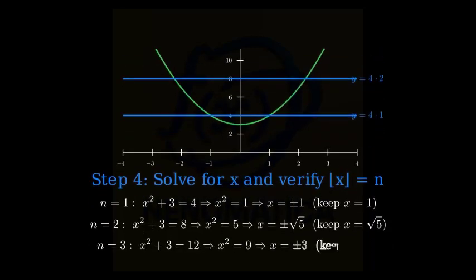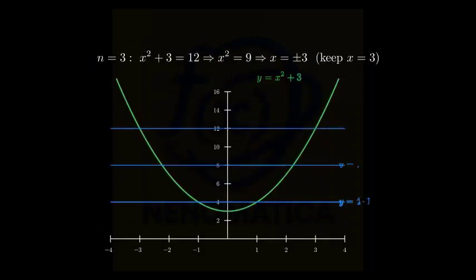For n equals 1, x squared equals 1, so x equals plus or minus 1. Only x equals 1 works because the floor of 1 is 1, while the floor of negative 1 is negative 1. For n equals 2, x squared equals 5. So x equals plus or minus the square root of 5. We keep only the positive root because the floor of the square root of 5 is 2, while the floor of the negative square root of 5 is negative 3.